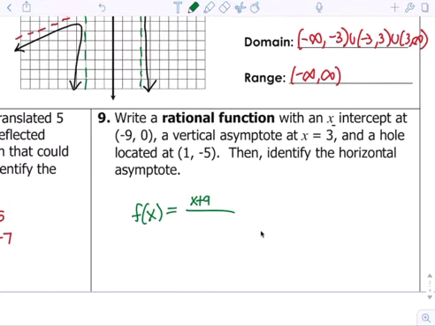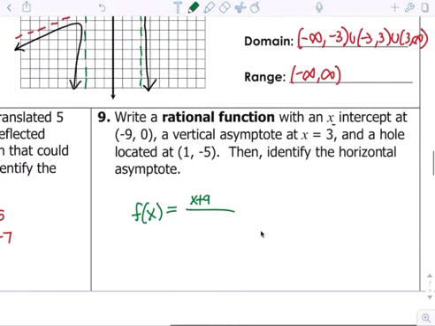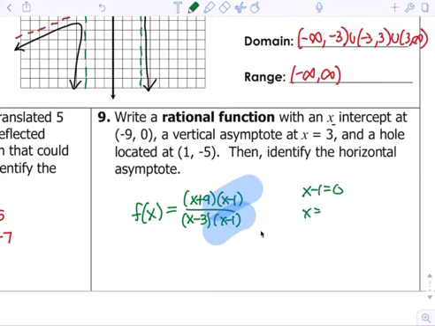Next part says vertical asymptote at x equal to 3, which means the bottom had to have been x minus 3, right? Because if you set the denominator equal to 0, we're going to find an asymptote of x equal to 3. So there's that. Okay, we got a hole, right, at 1, negative 5. Well, to put a hole, that means something would have to cancel, right? And that would have been x minus 1 on top and bottom, right? Because if we canceled these, then when we found our hole, set it equal to 0, x would equal 1 for the hole. And that is how you guys create your equation, right?